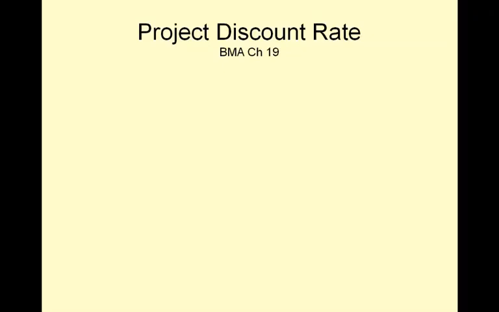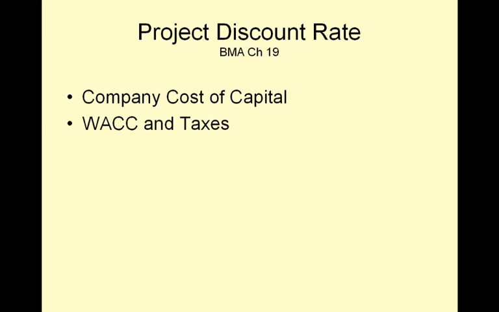Our session is on the project discount rate. We start with the company cost of capital, the focus of our previous session. This rate typically must be adjusted to arrive at the discount rate to apply to a specific project or business opportunity. One adjustment is for the income tax deductibility of interest expense. A second adjustment is for risk, or specifically for differences in the riskiness of the project compared to that of the firm.